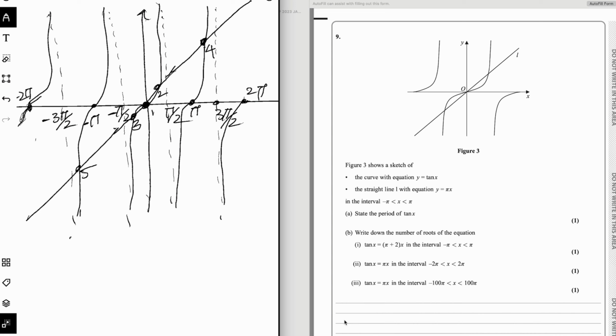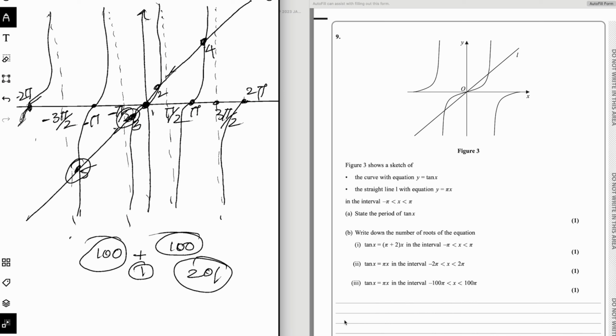For 0 to minus 2 pi, it is intersecting at 2 places. For 2 pi, it is intersecting at 2 places. So 0 to minus 100 pi, it will intersect at 100 places. 0 to plus 100 pi, it will intersect another 100 places. So 200 places, and the origin 1. So B(ii) is 201. Got it?